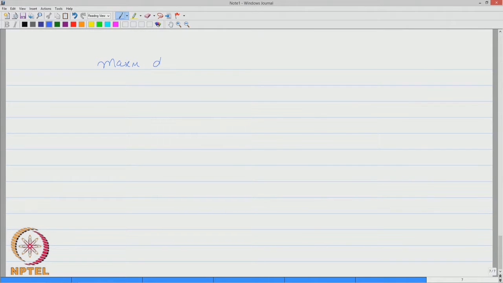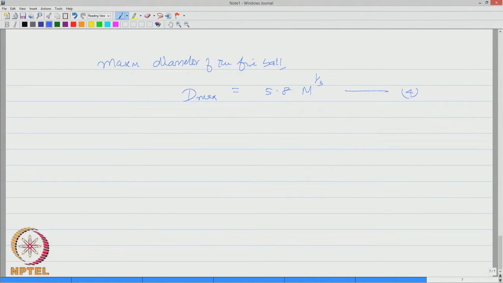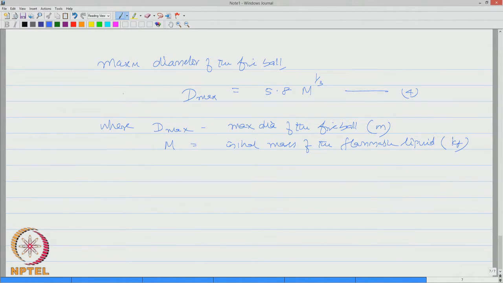The maximum diameter of the fireball is given by D max, which is equal to 5.8 m to the power 1 by 3, where D is the maximum diameter of the fireball in meters and m is the initial mass of the flammable liquid in kg. So, that is the first parameter we are interested in.